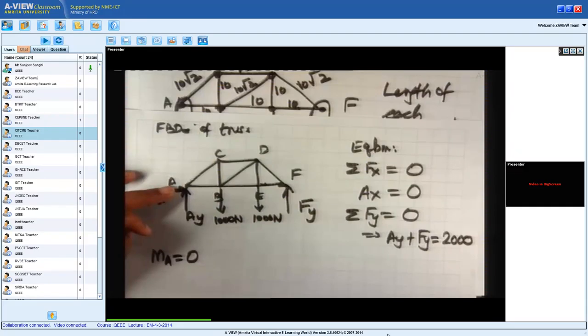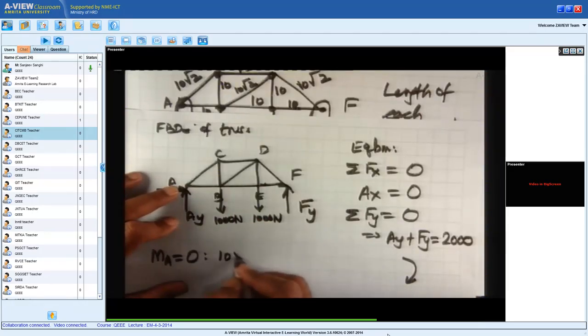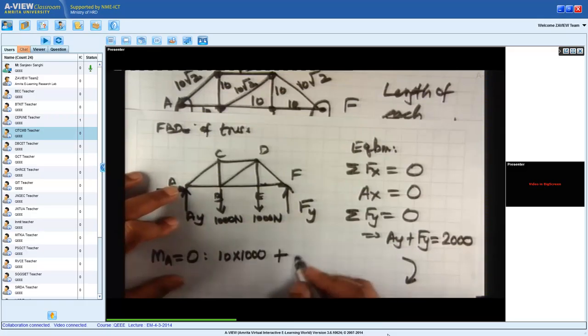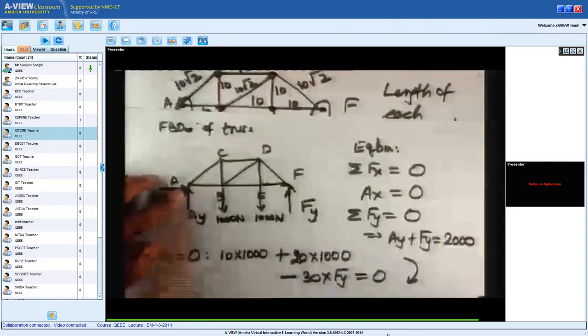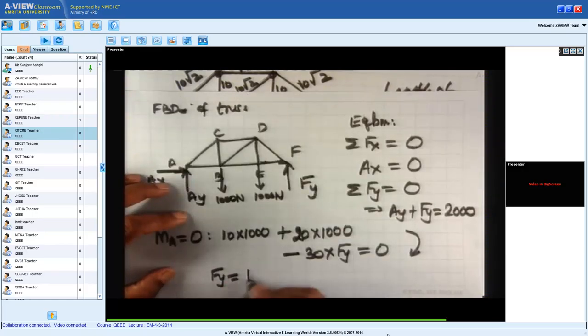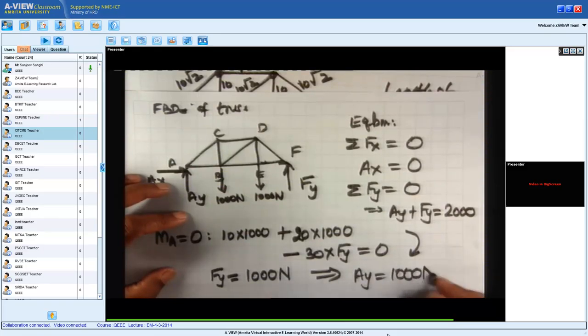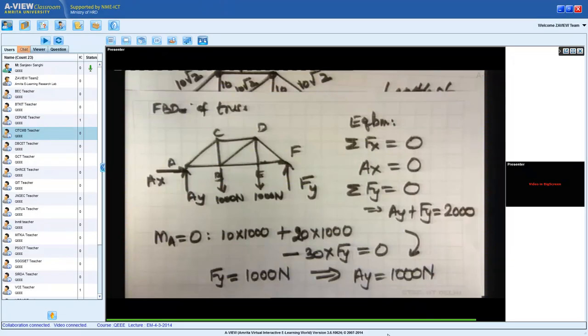Some of you, instead of writing this equation, will directly write moments about A is equal to 0. So let me write the moments about A, taking the moments in the clockwise direction. This will give me 10 multiplied by 1000 plus 20 multiplied by 1000 minus 30 multiplied by Fy is equal to 0. Moments about A, I think all of you should be able to get this equation. And when you get this, you will get Fy is equal to 1000 Newtons, and this will imply Ay is also 1000 Newtons. So this is the first step. We work out all the external forces on the truss.